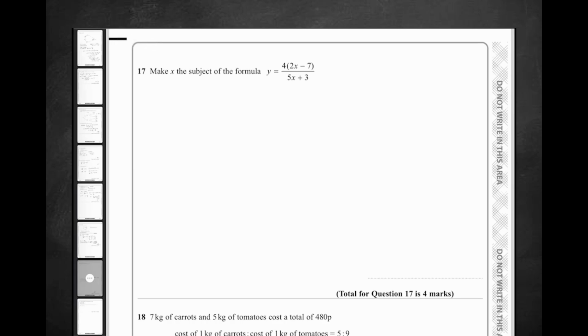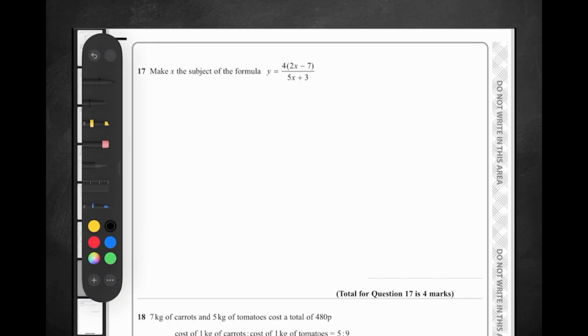Question 17. Make x the subject of the formula. So first things first, I'm going to times both sides of this formula by 5x plus 3. So we're going to say 5xy plus 3y. So all I've done there is done 5x times y and 3 times y equals, let's expand out this bracket at the same time, do it all in one go, 8x minus 28.